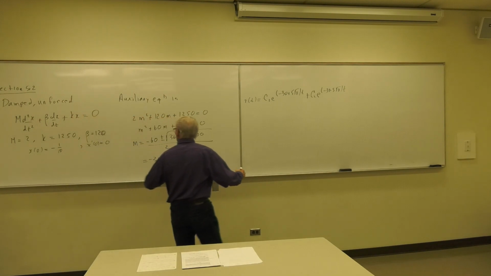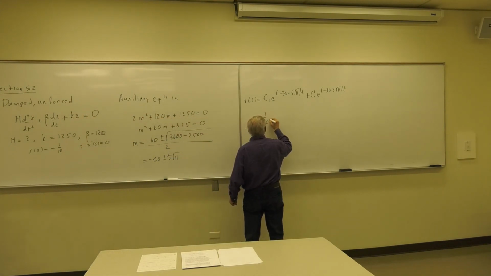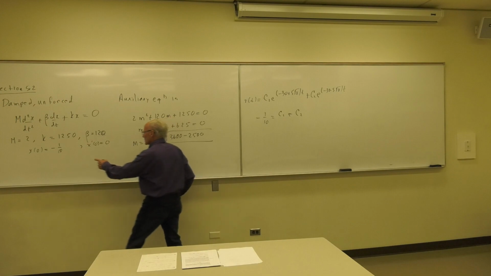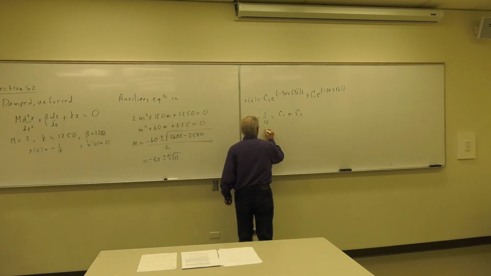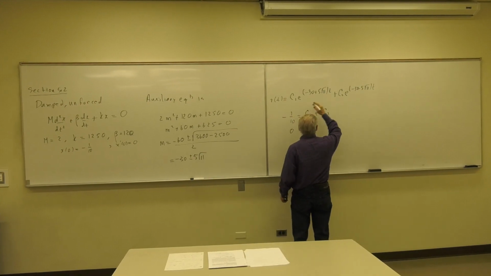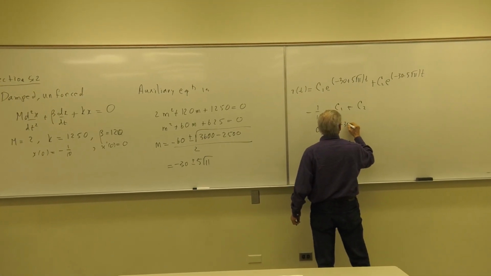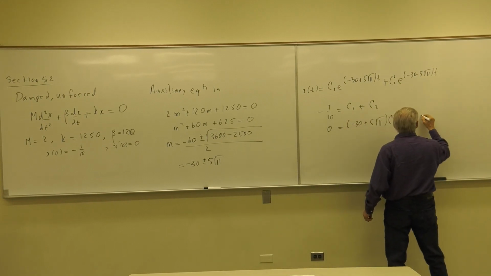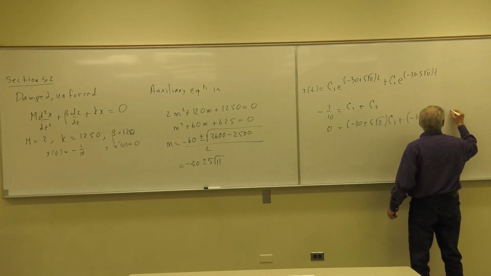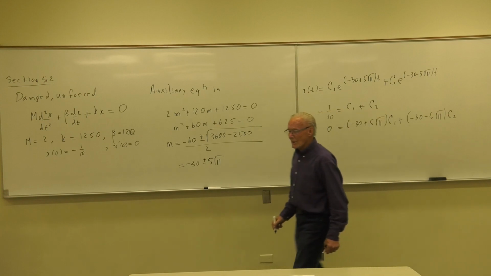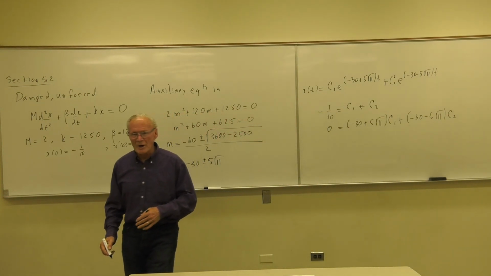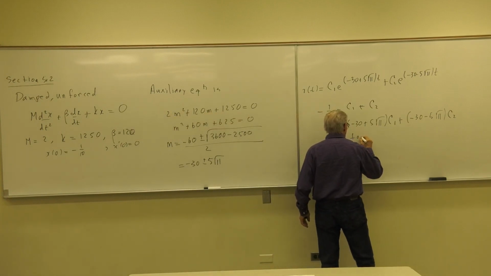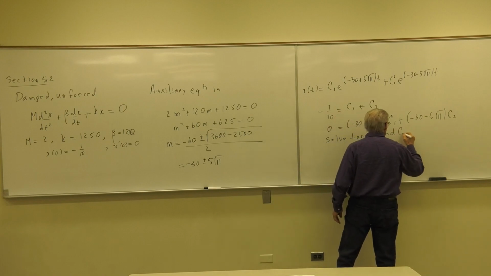We have to force the initial conditions: minus 1 over 10 is C1 plus C2. That's the initial displacement. Then we've got the initial velocity, that 0 is equal to, and I have to differentiate this and put in 0: minus 30 plus 5 root 11 times C1, minus 30 minus 5 root 11 times C2. So now you have to solve these two equations for C1 and C2, which I don't want to do.